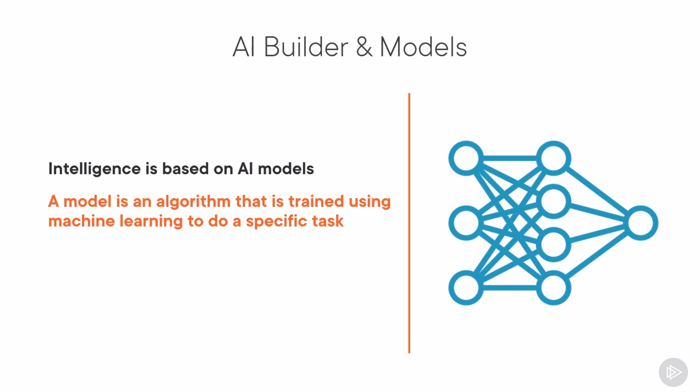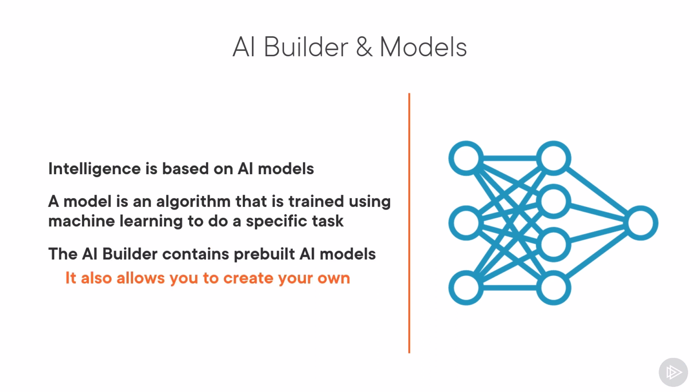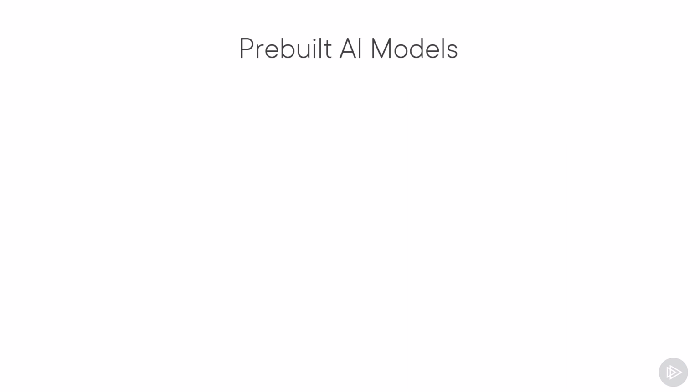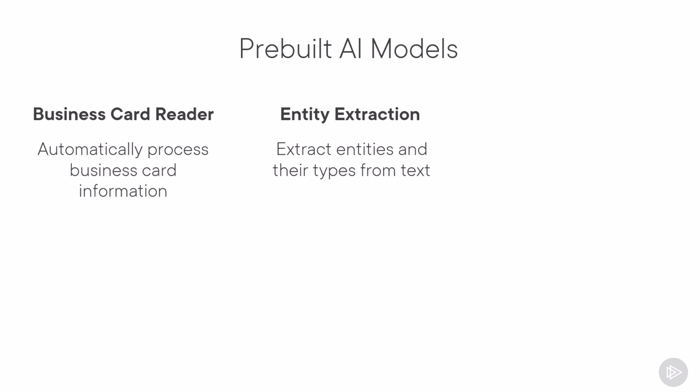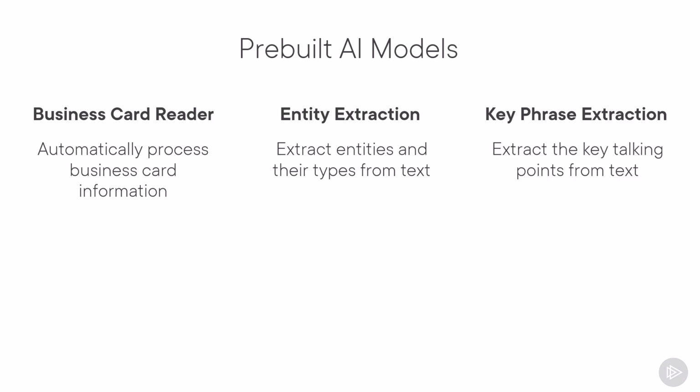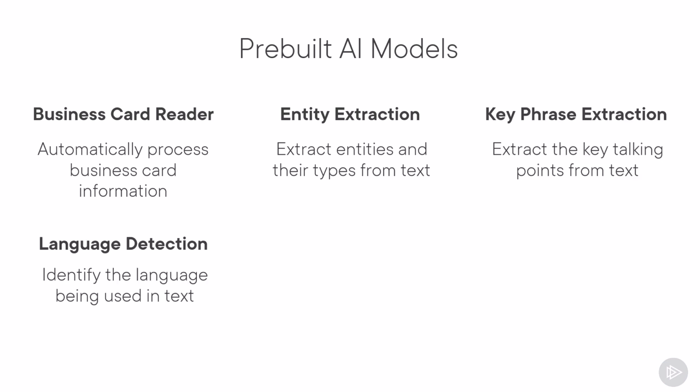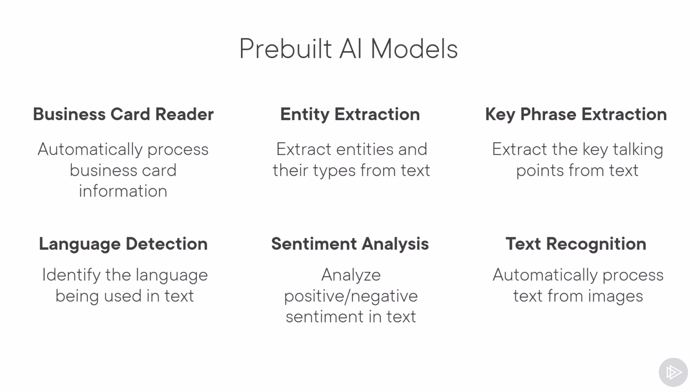AI models are very specific in what they can do depending on how you have trained them. The AI Builder contains multiple pre-built AI models and also some that you can create and train on your own. If we do a quick overview of some of the pre-built AI models, we have the business card reader, which allows you to automatically process business card information. We also have an entity extraction model, a key phrase extraction, a language detection model, a sentiment analysis model, as well as a text recognition model, which allows you to extract text from images.